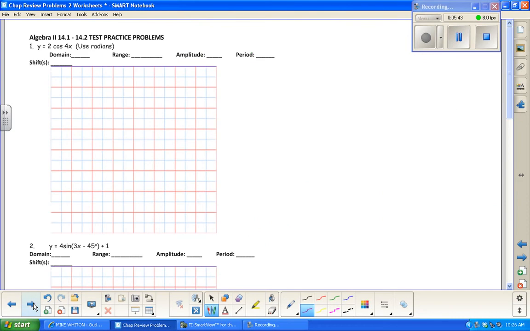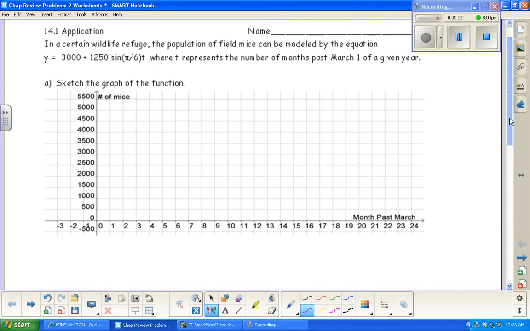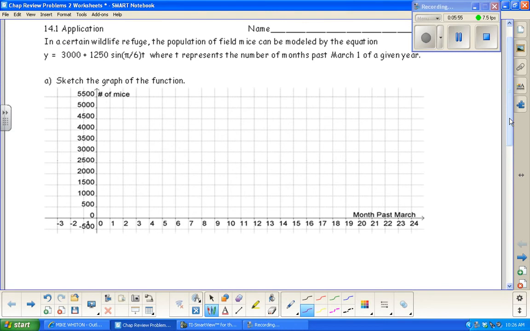Okay, so let's do the other one first. Let's do the 14-1, and then we'll come back and do the practice test. So this was kind of an application with the population of field mice modeled by an equation that they give you. So there's a few things you can do. You can throw it in a calculator if you want, or use a table of values.